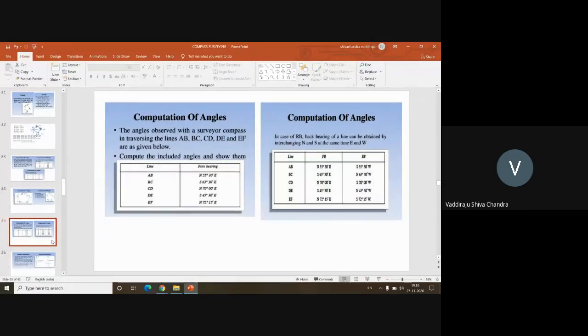Please take this problem, all of you. Line AB is north 55 degrees 30 minutes east. BC is south 63 degrees 30 minutes east. CD is north 70 degrees east. DE is south 45 degrees 30 minutes east. And EF is north 72 degrees 50 minutes east. So note down this problem. Once you have noted it down, please let me know.